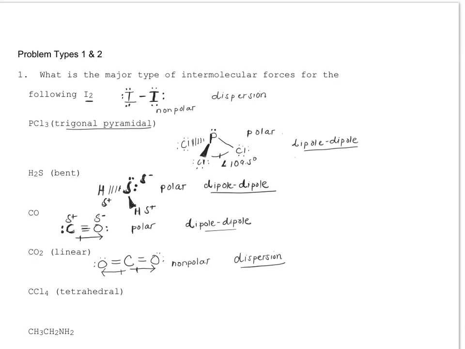And our last molecule for this video is our tetrahedral carbon tetrachloride. So let's go ahead and draw our molecule. We know here that since all the atoms in our tetrahedral molecule are the same, this is going to be nonpolar. Therefore, this is going to have dispersion forces.